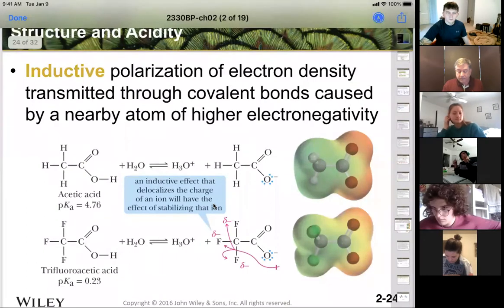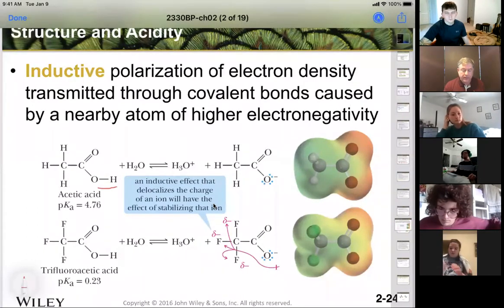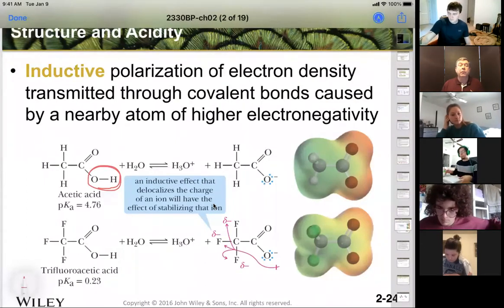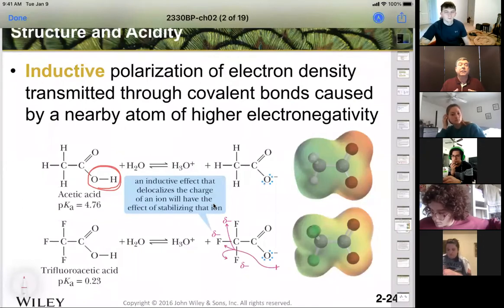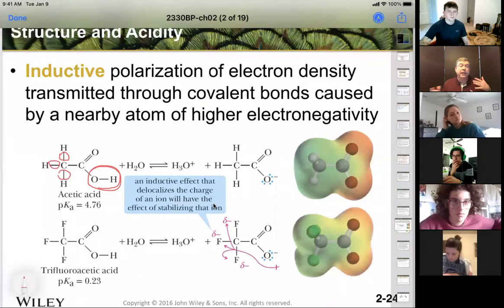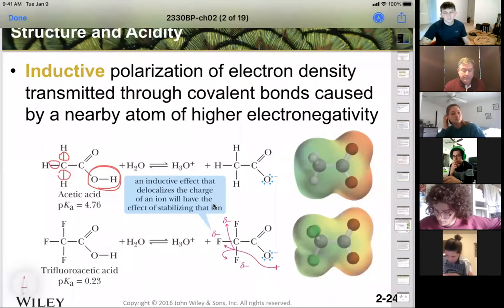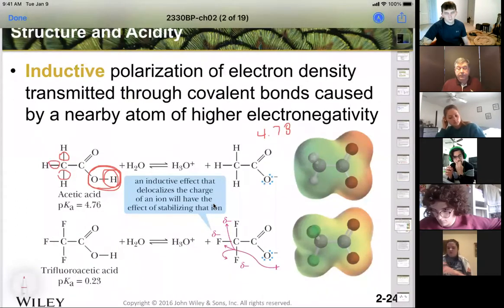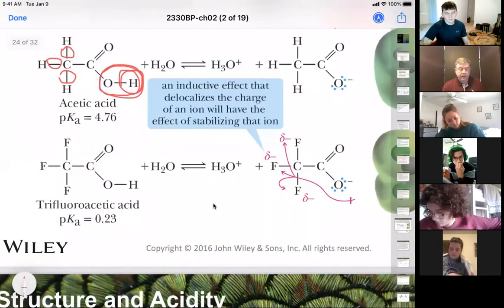Okay, so instead of being directly bound to the hydrogen that's acidic here, what we're going to do is take atoms, specifically electronegative atoms nearby, and increase the acidity by pulling electron density through the bonds. So if we looked at these bonds here, the carbon-hydrogen bonds, they are non-polar bonds because they have about the same electronegativity. And so our baseline for having this hydrogen come off is our 4.78.